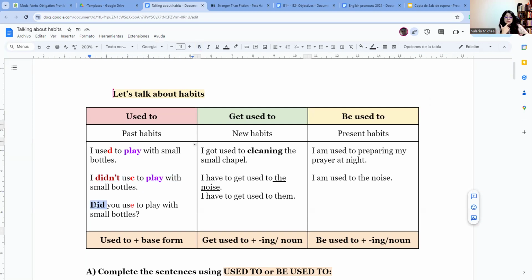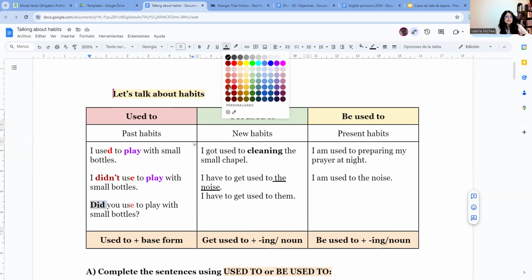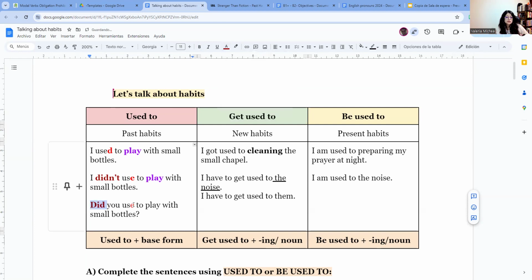And of course, then you can know if the other person has the same habit as you, or if they had this habit that you are curious about, right? So this is just for questions. Again, because you have the auxiliary verb did, then you are not going to use the D at the end of use, all right? So did you use, not used, if you wish, right?